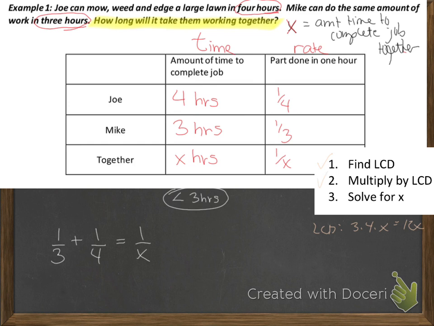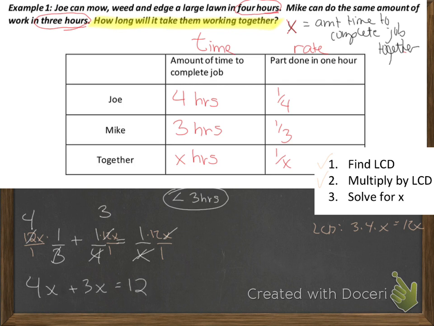My next step is to multiply all of the terms by 12x. So 12x, 12x, 12x. Okay? If it makes you uncomfortable to do this, you can also write 12x over 1 in case you get confused about what is getting multiplied by what. So 12 divided by 3 is 4. 12 divided by 4 is 3. And over here, the x's cancel out. So I have 4x plus 3x is equal to 12.